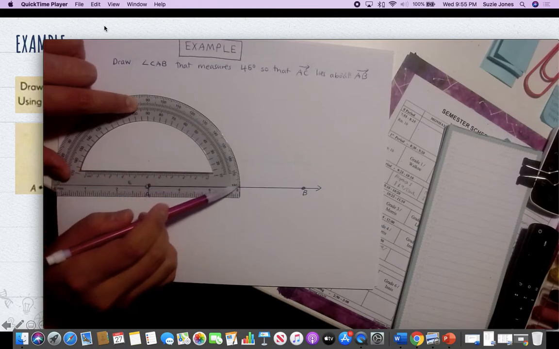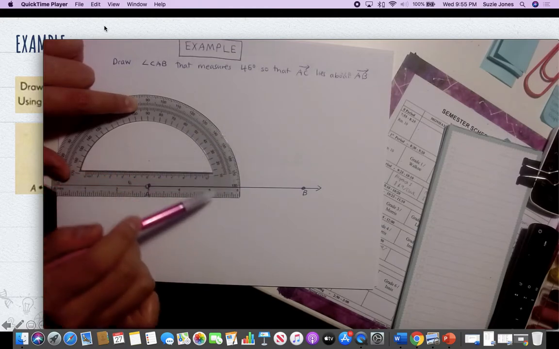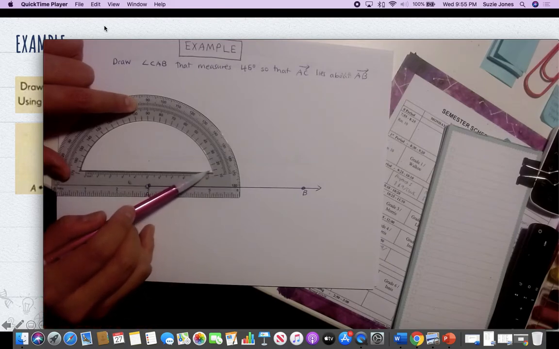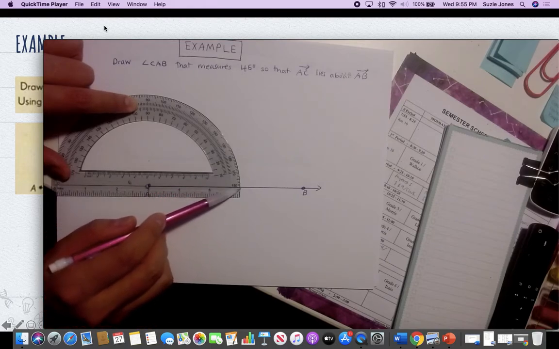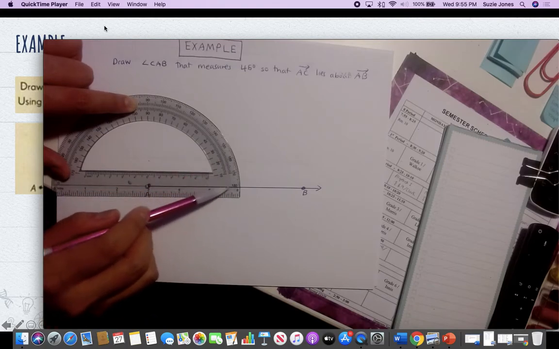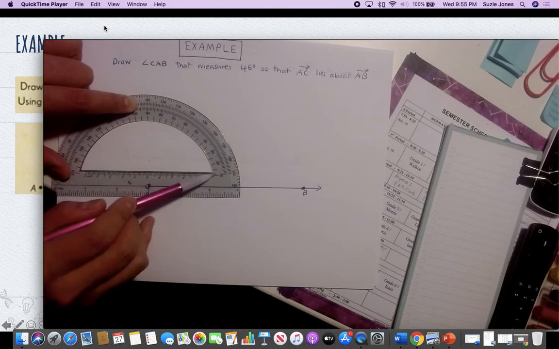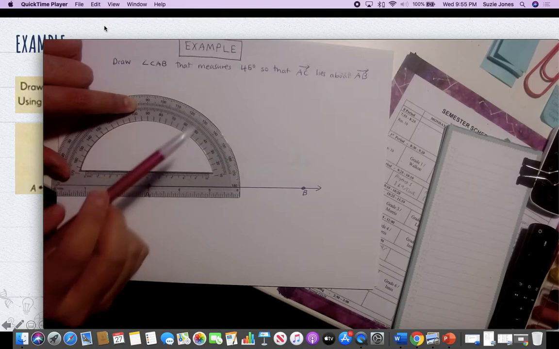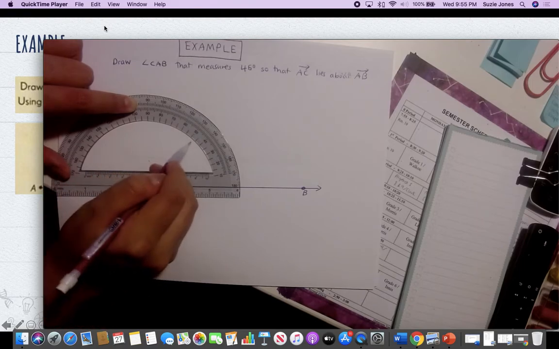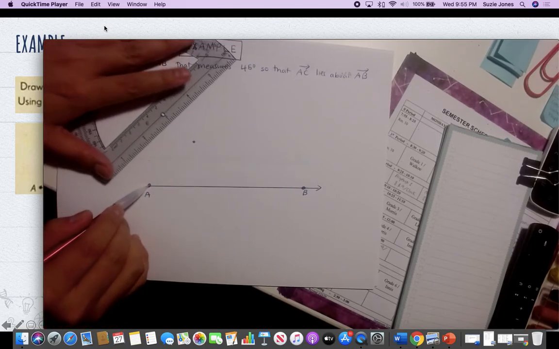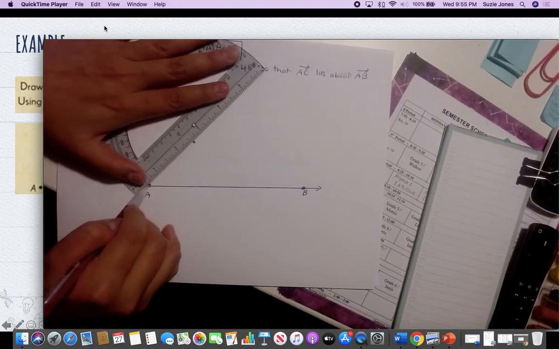Okay. But should I use my outer scale or my inner scale to measure 45 degrees? Well, I should use my inner scale because my outer scale starts from 180, then goes backwards at 170, 160. My inner scale starts at 0 here, and it goes 10, 20, 30, 40. And remember, I want 45 degrees. So that's halfway between 40 and 50. So I'm going to draw a point at 45. And now from your vertex to that point at 45, we're going to draw a ray.